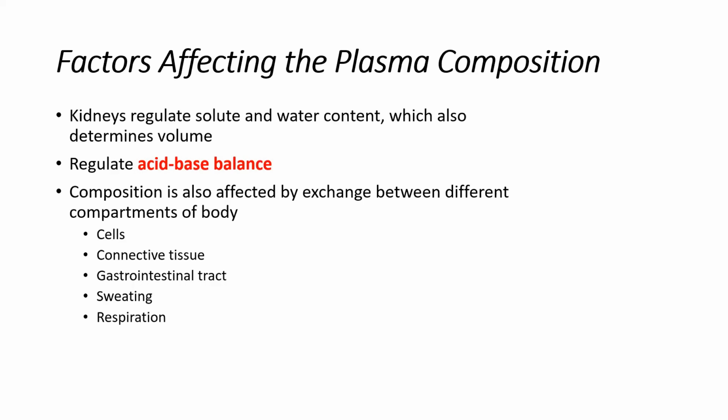And then the composition that's also affected by the exchange between different compartments is another thing that is being influenced by our plasma, our exchange of water in this area, in the kidneys. So essentially the movement of water from cells to connective tissue, from the GI, things like sweating, respiration. These are all ways that we can manipulate, or compartments that we can manipulate water movement to and from. Okay.